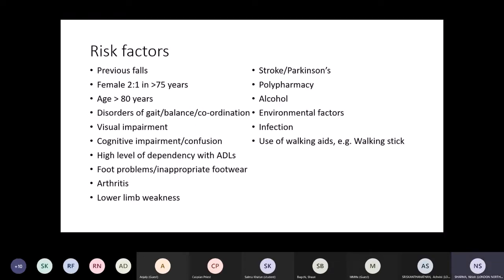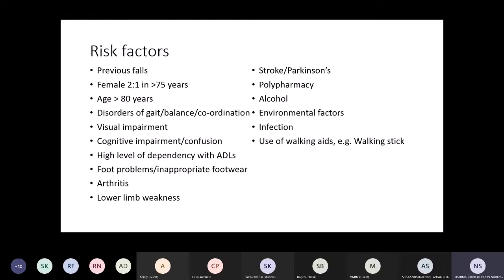Risk factors. So most commonly, if a patient has had previous falls, they could have another fall, because even though you correct the fall, the frailty is not corrected. So this causes more and more falls. And then female gender predisposes to having falls, age, and disorders of gait and balance, like Parkinson's, or it could be a cerebellar disease, then visual impairment, cognitive impairment, high level of dependency with ADLs.